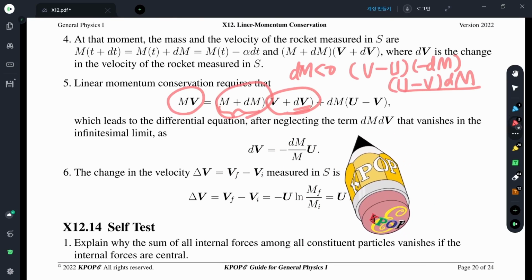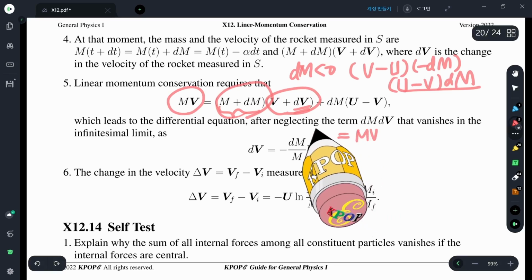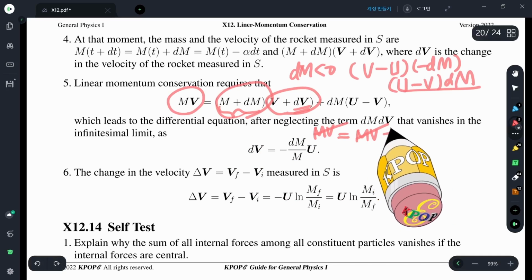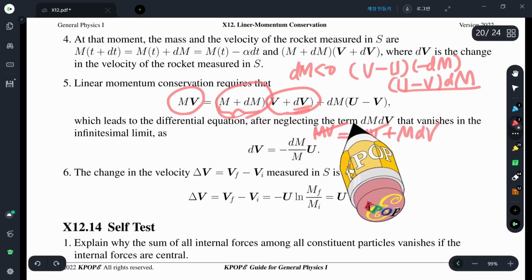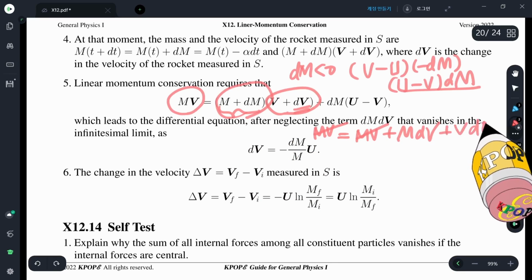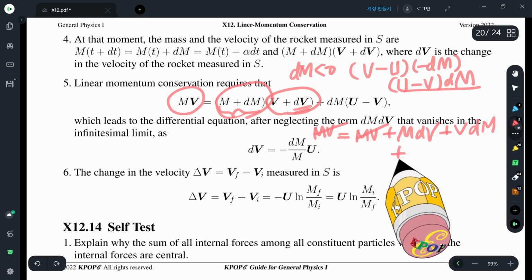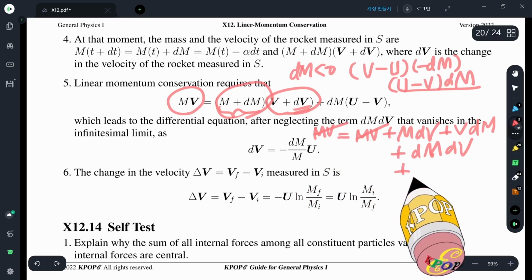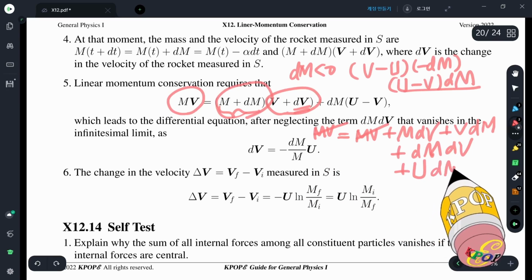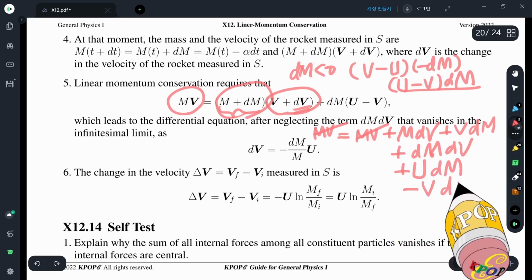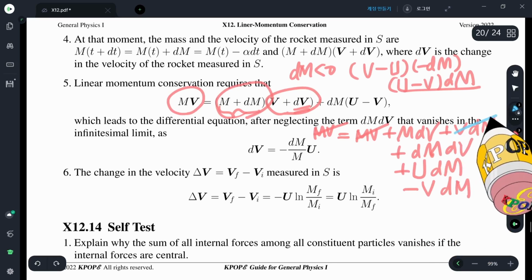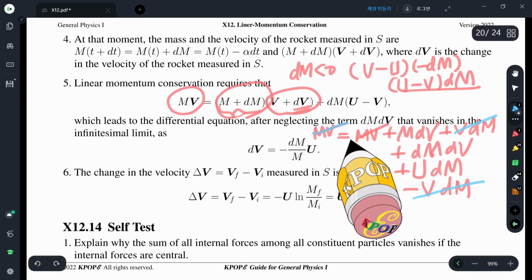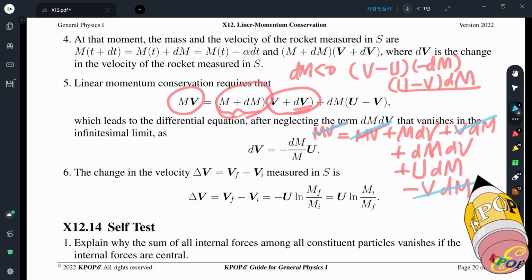So we expand the right hand side. We have mv, left hand side mv, cancel. And the next terms: m dv and v dm, and a small contribution dm dv, and we have u dm minus v dm. v dm cancel. Okay, mv cancel, and we have three pieces.